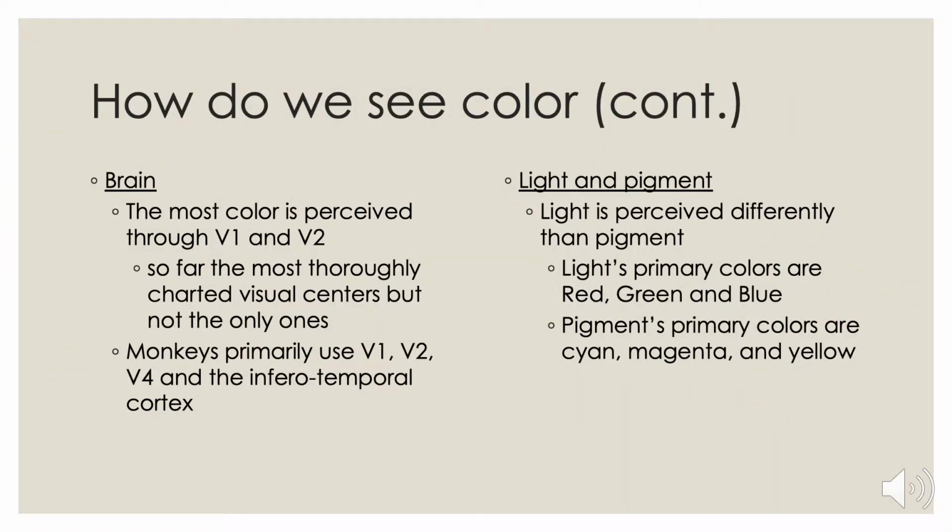We also perceive color through our brain. The most color is perceived through cortex V1 and V2. So far, these are the most thoroughly charted visual centers, but not the only ones. Monkeys primarily use cortex V1, V2, V4, and the inferotemporal cortex.